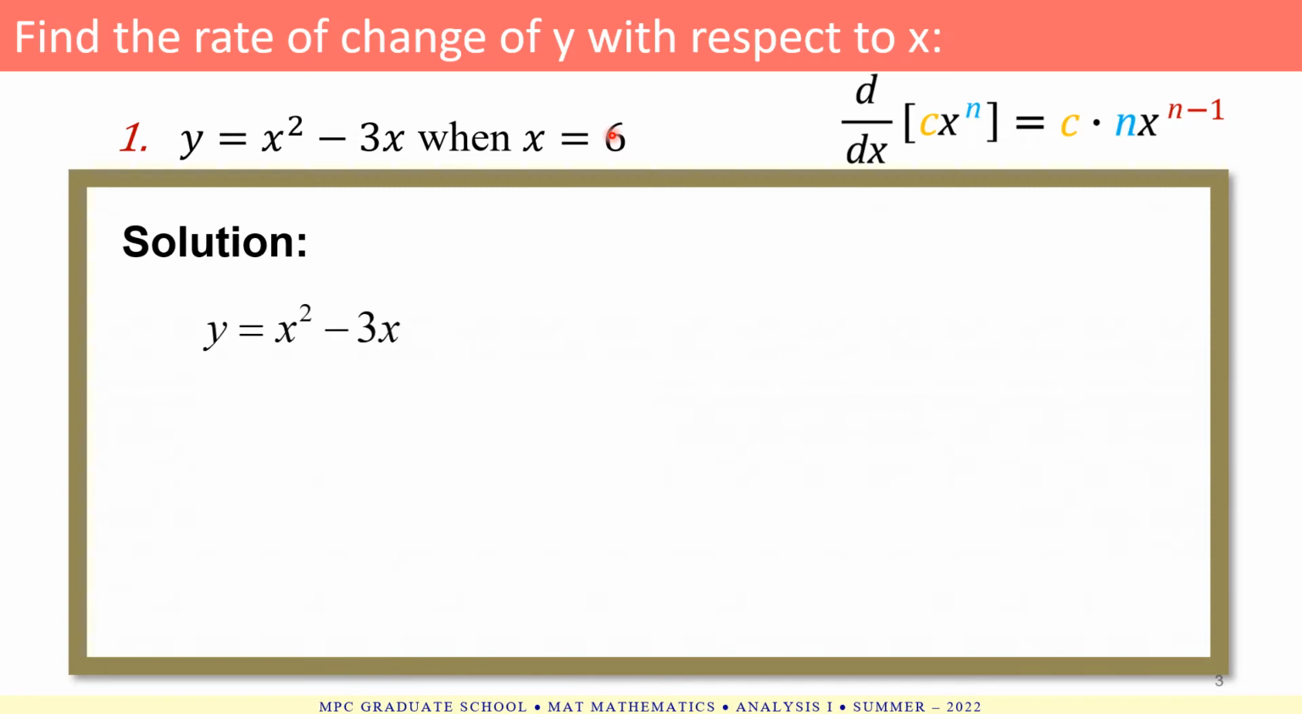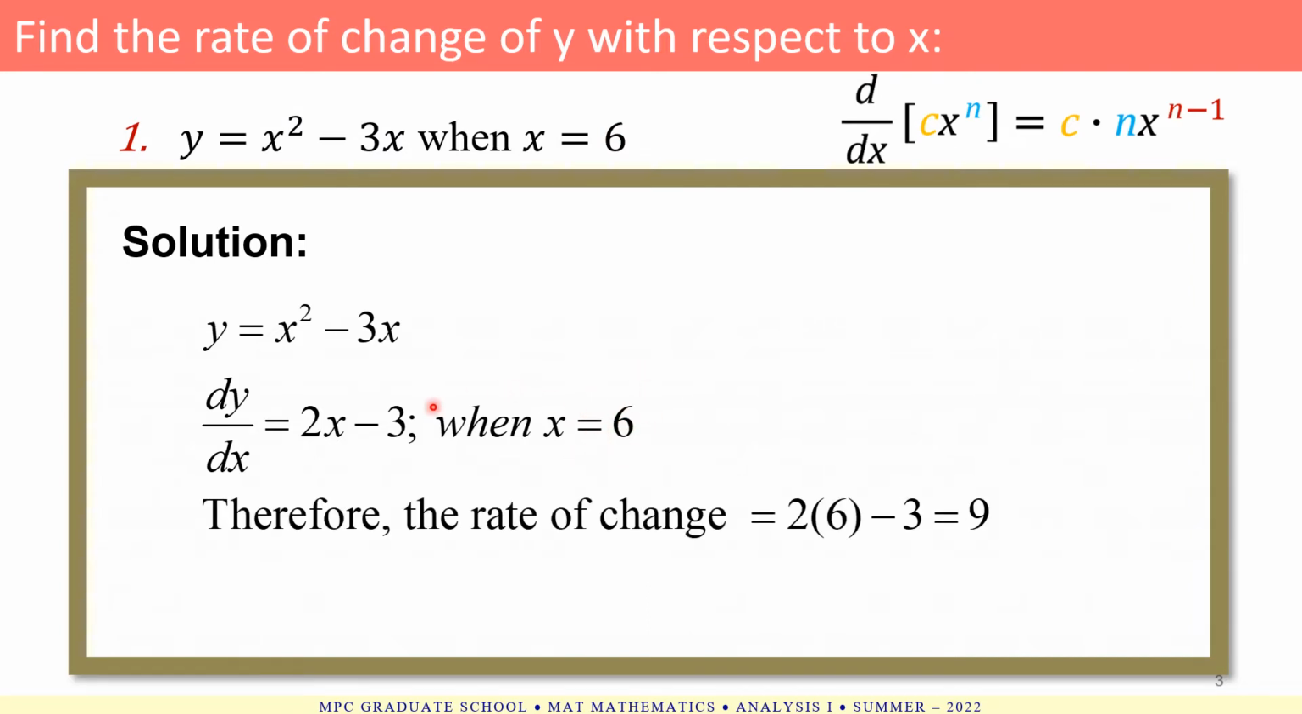So y equals x squared minus 3x, the derivative of that will be equal to 2x minus 3. And then substitute the value 6. Therefore, the rate of change is going to be 2 times 6 minus 3, and that is 9. So the answer is 9.